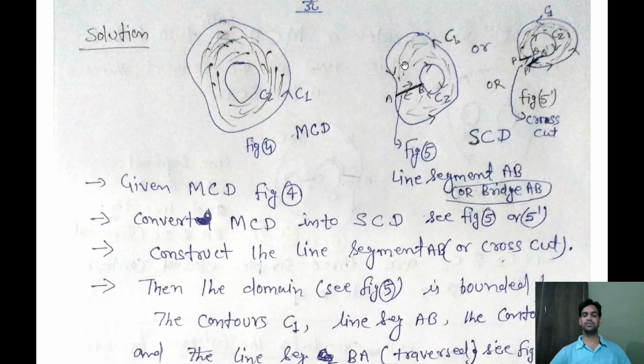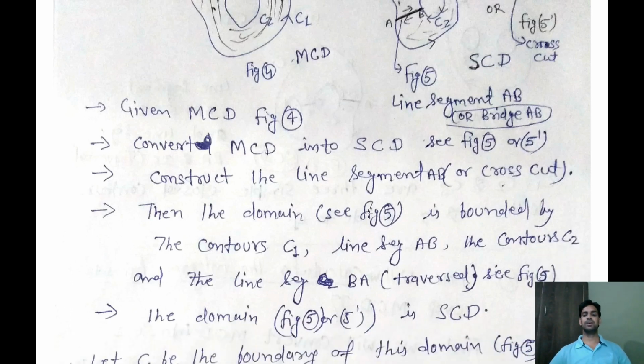Now look here, now we get this domain, and also you can draw a cross cut. Here I am taking this line segment, or bridge. Now see this domain: it is bounded by contour C1 and line segment AB, then contour C2 and line segment BA, which is in reverse order.